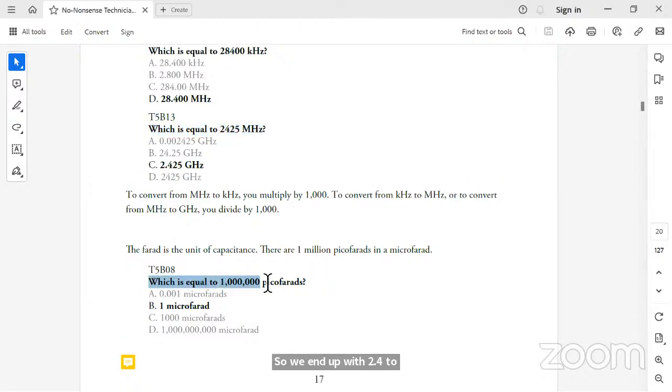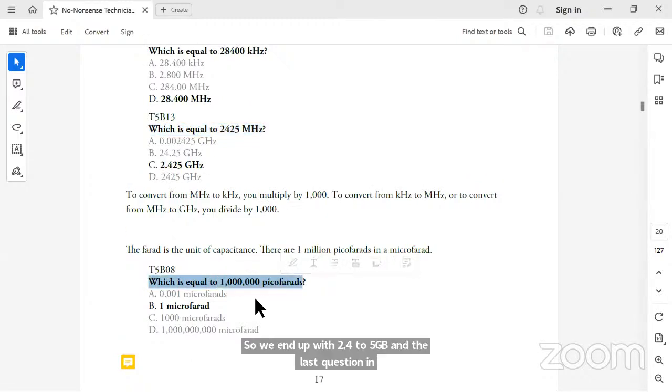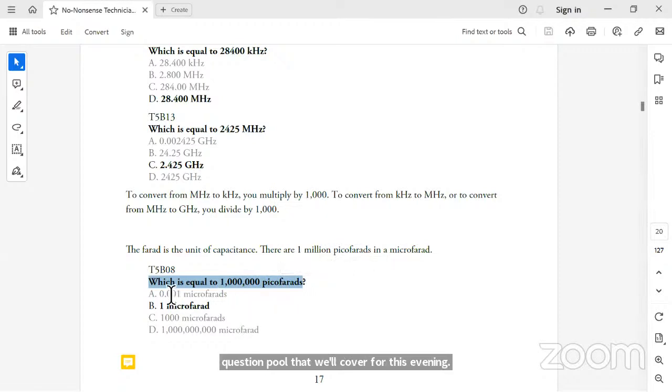And the last question in the question pool that we'll cover for this evening's class is which is equal to 1 million picofarads. So again, we'll deal with what the farad is. Of course, we have a little note here in the no nonsense guide. The farad is the unit of capacitance. All right. So 1 million picofarads, we need to convert that to microfarads. So we divide that by 1 million because we have to divide it twice by 1,000 and we end up with 1 microfarad. We just worked that out.